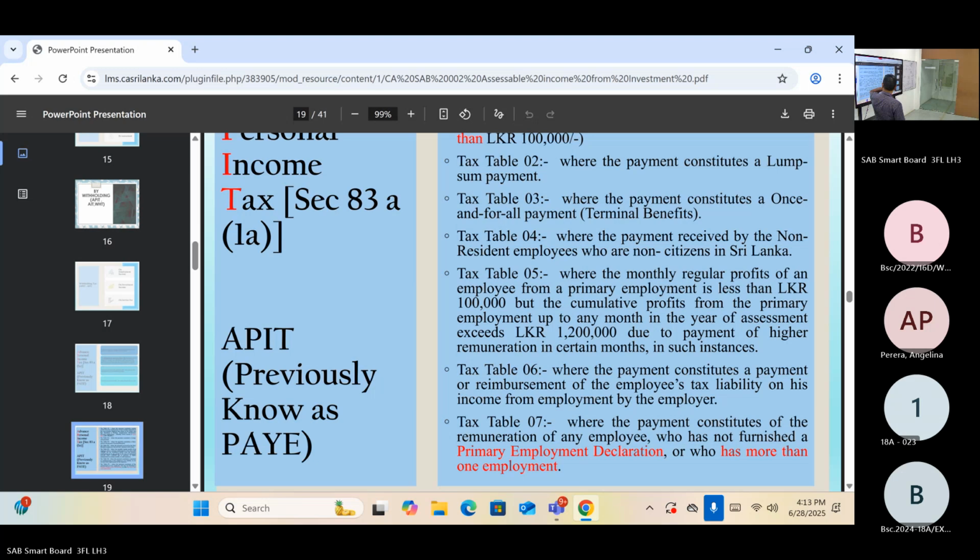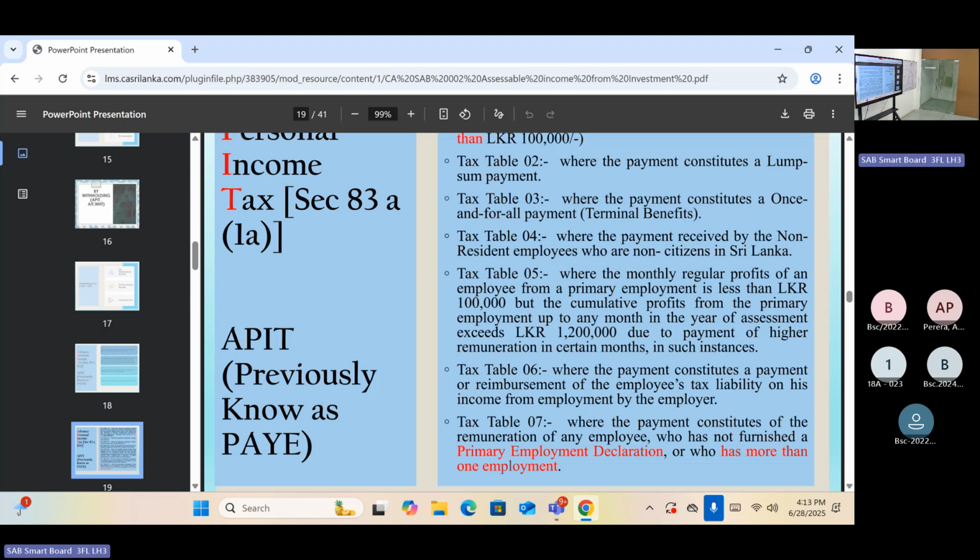Table 5. The monthly income is less than 100,000, but the annual income is more than 1.2 million. In such a case, what table needs to be applied? They have to work out below 1.2 million to value.